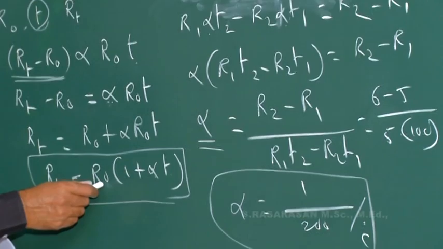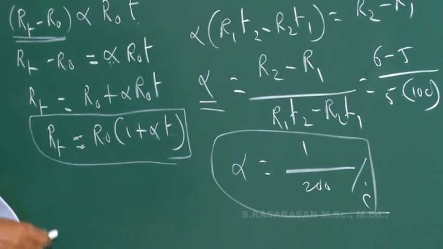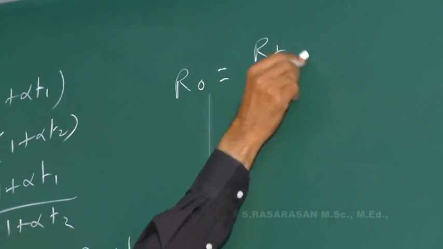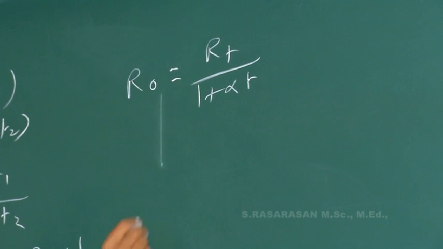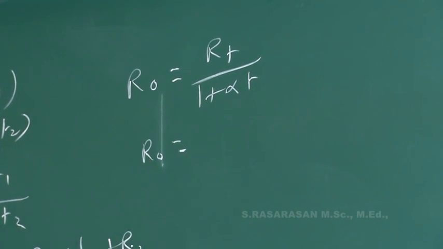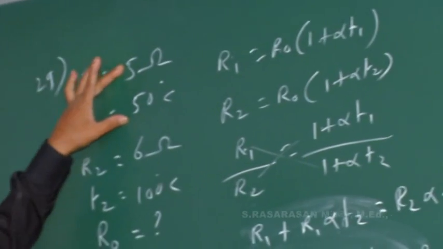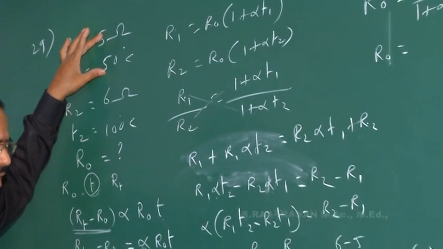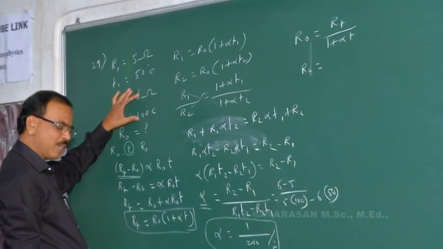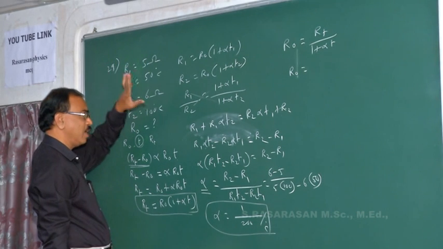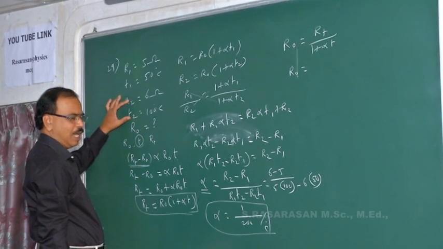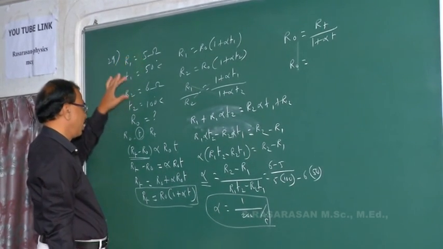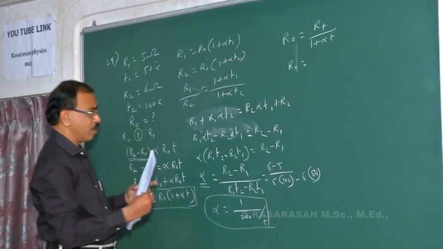They are asking for R0. To calculate R0, we can use this formula: R0 is equal to RT by 1 plus alpha T. We can take either the first set of values or the second set of values. But you have to take R1 and T1, or else R2 and T2. If you take R1 with T2, it will come out wrong. Whichever set you calculate with, you get the same result. I will calculate with this one.